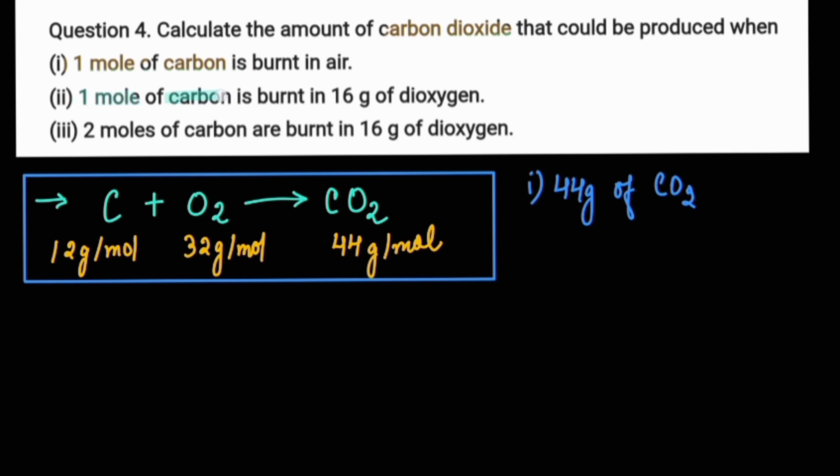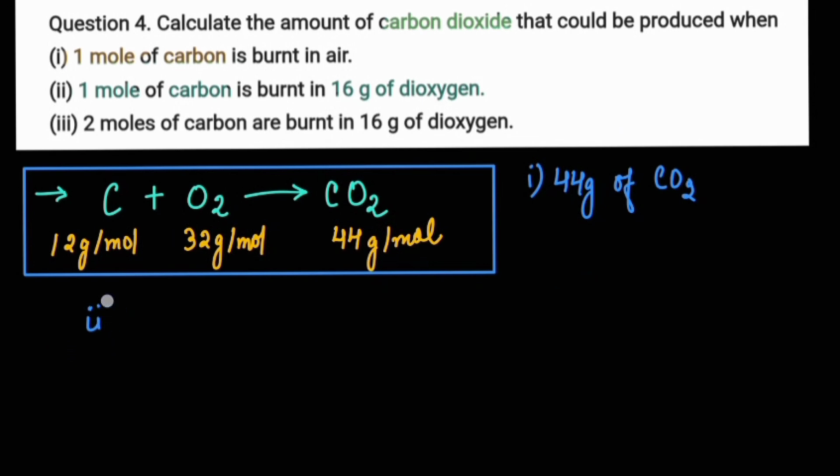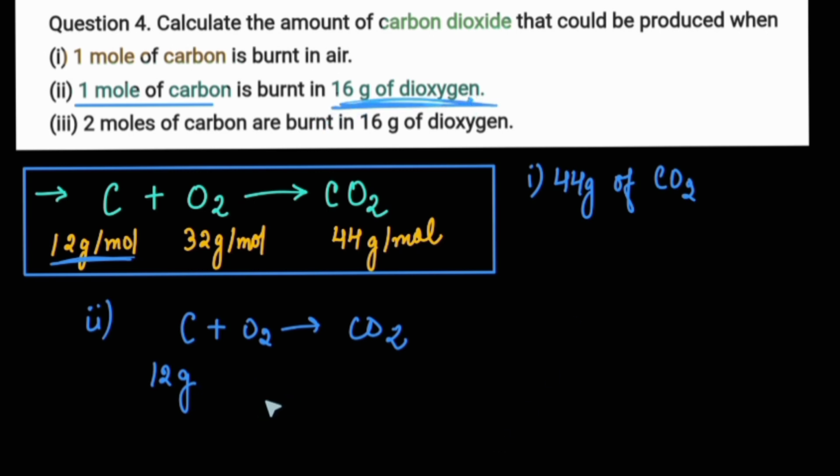Now, our next subpart is saying that 1 mole of carbon is burnt in 16 gram of dioxygen. Here we can clearly see that 16 gram of dioxygen is half of oxygen, because the total mass of oxygen is given as 32, but here it's showing 16, which is half of it. So we'll write the reaction again and check it out. Here carbon is present as 1 mole, therefore it will be 12 gram only, but oxygen is half of it, which is 16 gram. Therefore, here oxygen is basically the limiting reagent.